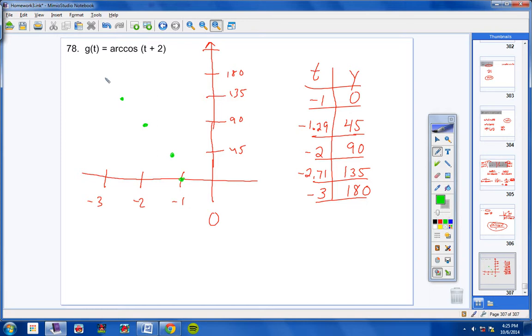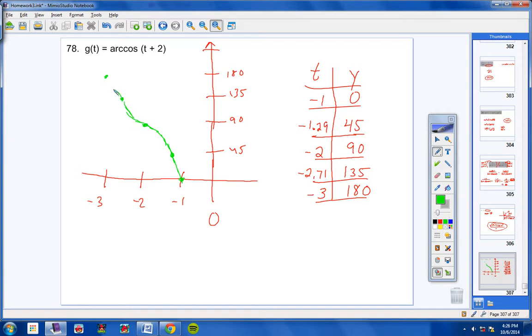Now, it looks like it's a straight line, but it's really not, students. Remember, an arc cosine graph is going to have a curve to it, something like this probably. It would look more like this. From here, it would come here and curve a little, and then go like this. And then from here, it would curve a little like this, and then go like this.